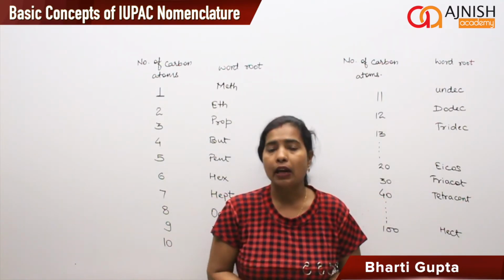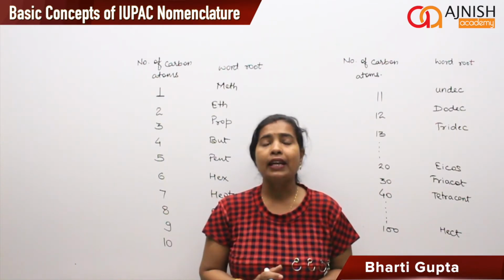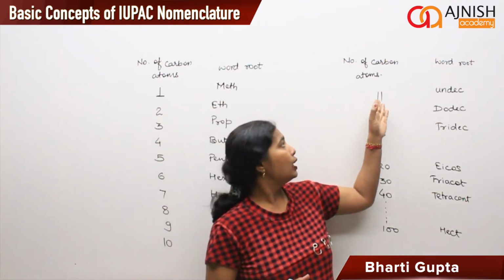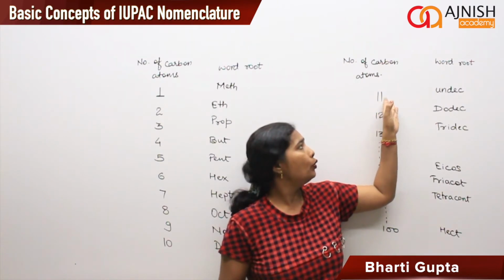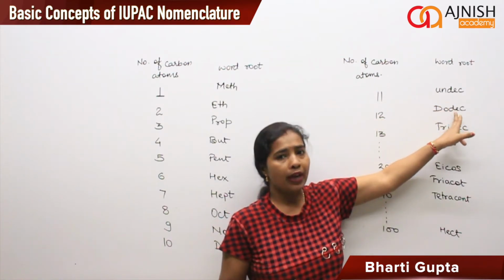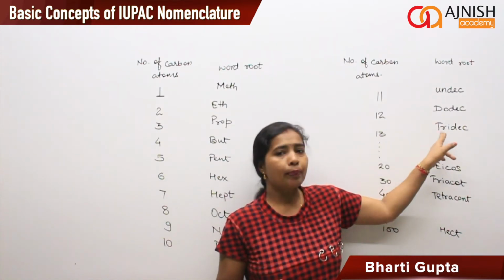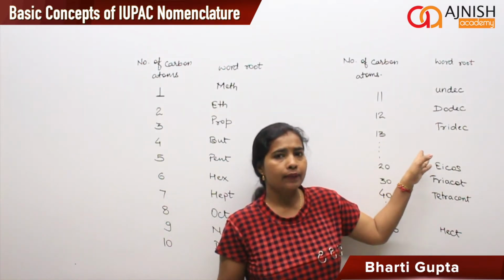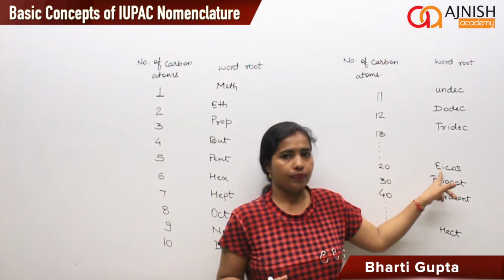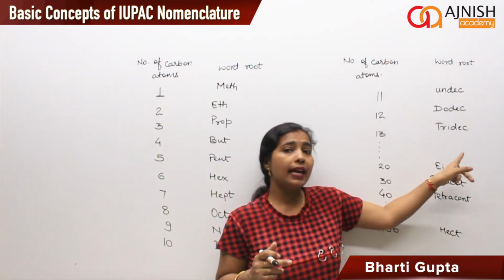Now if there are more than 10 carbon atoms, then also we can name the compound, we have the word roots for them. We know organic compounds can have very long parent chains. So if there are 11 carbon atoms in the parent chain, the word root used is undec. For 12 carbon it is dodec. For 13 carbon it is tridec. If there were 14 carbon, it would be tetradec, pentadec, hexadec, heptadec, nonadec. And then when it comes to 20 carbon, we use icos. So an alkane with 20 carbon, we say icosane.